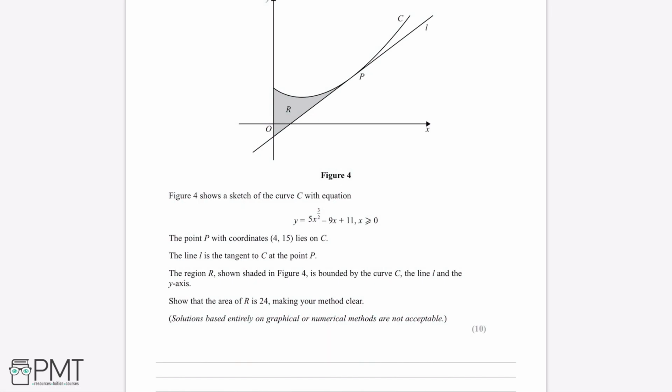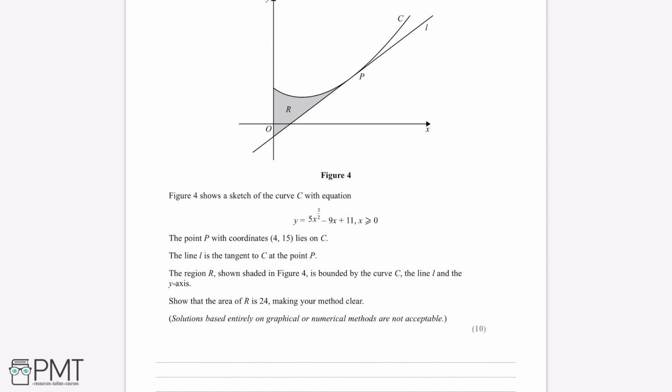Figure 4 shows a sketch of the curve C with equation y equals 5x to the power of 3 over 2 minus 9x plus 11, x is greater than or equal to 0. The point P with coordinates 4, 15 lies on C. The line L is the tangent to C at the point P. The region R, shown shaded in figure 4, is bounded by the curve C, the line L and the y-axis. Show that the area of R is 24, making your method clear.